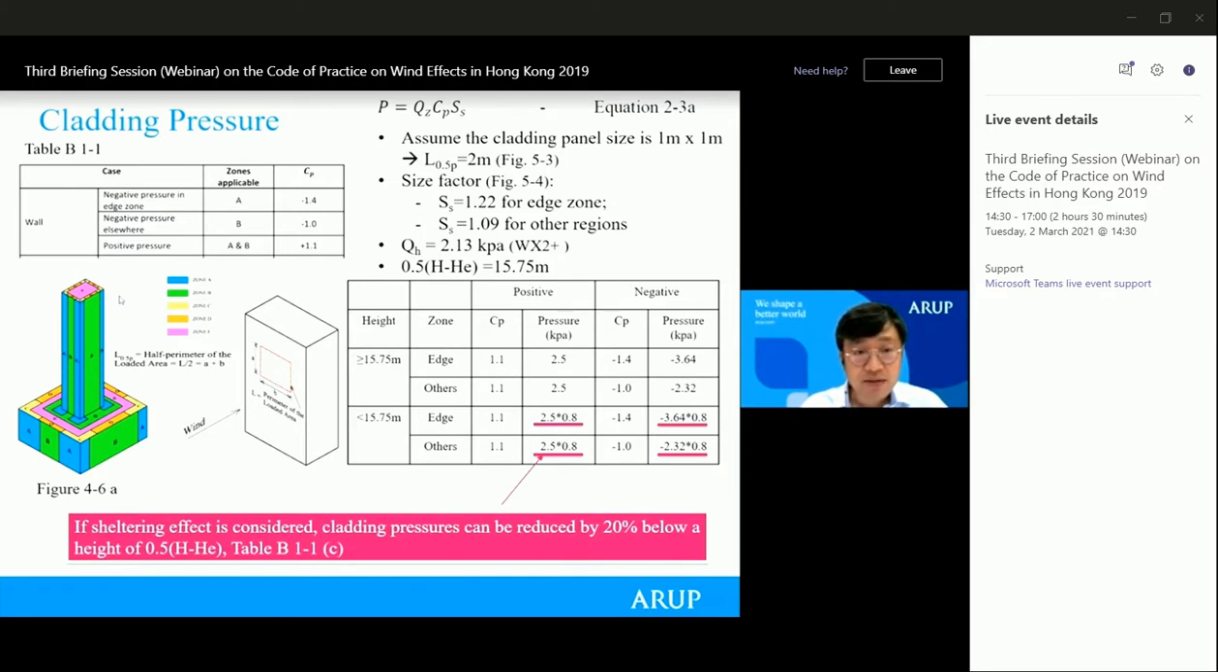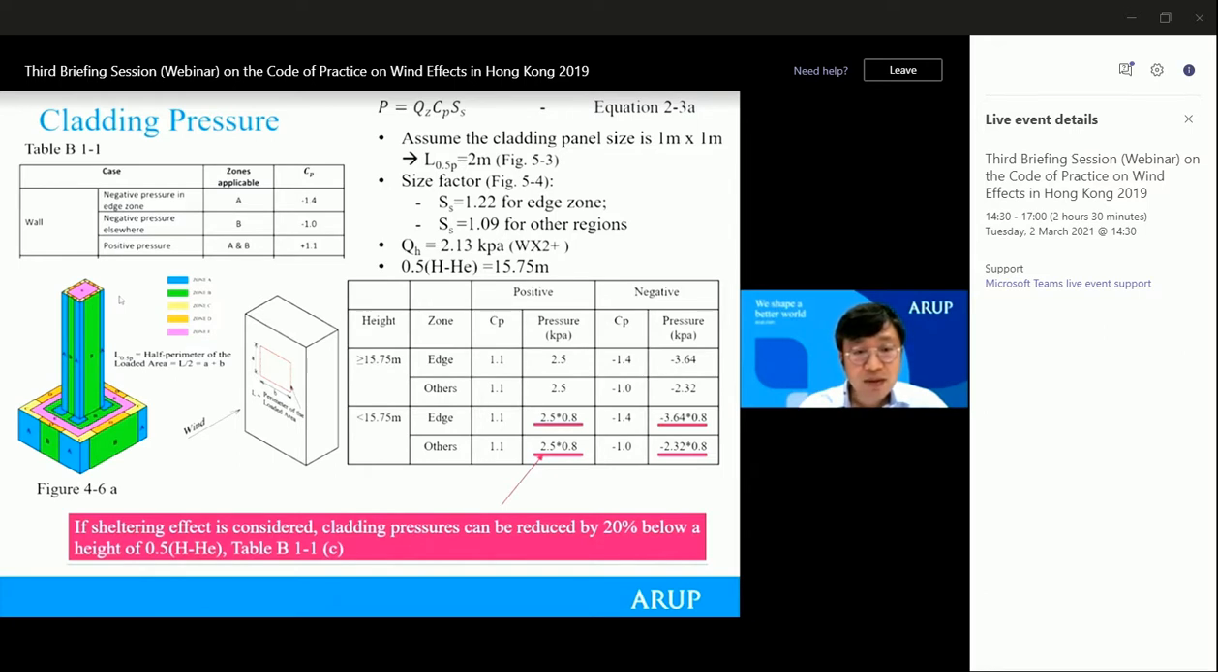And with the size factor and pressure, the reference wind pressure, as discussed before, needs to be taken at the top of the building. So for direction WX2, this is calculated as 2.13. And the positive pressure coefficient everywhere is 1.1. And for the negative pressure coefficient, it is minus 1.4 for edge zones and minus 1 for the non-edge zones.